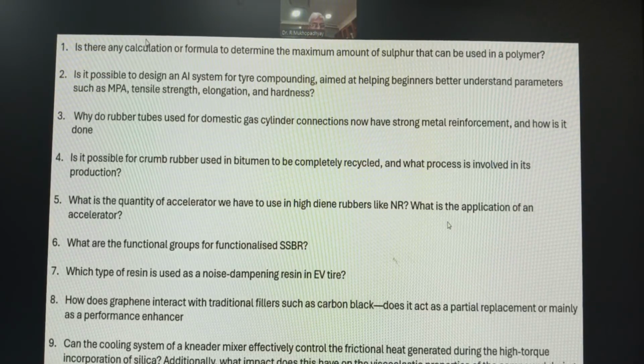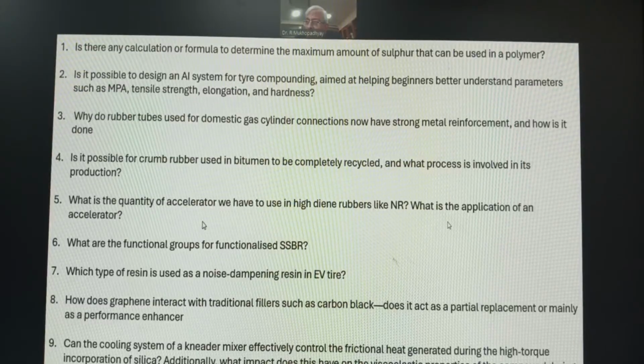Second, is it possible to design an AI system for tire compounding aimed at helping beginners better understand parameters such as MPa, tensile strength, kilometer? Yes. As I told in my slides also, whatever previous data is available, first and foremost the flowchart of the historical compound data is required, followed by data cleaning and normalization. Generally a compounding expert has to take some help from an IT expert.